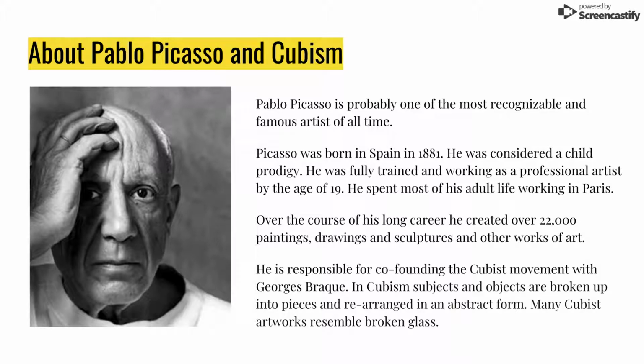Picasso was born in Spain in 1881, and he was considered a child prodigy from a young age. He was fully trained and working as a professional artist by the age of 19, and he spent most of his adult life working as an artist in France, and namely in Paris. So over the course of his career, he created over 22,000 paintings, drawings, sculptures, and other works of art like costumes and set pieces for plays.